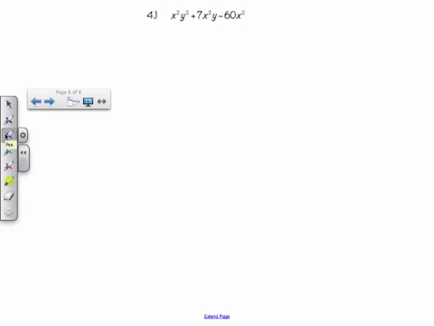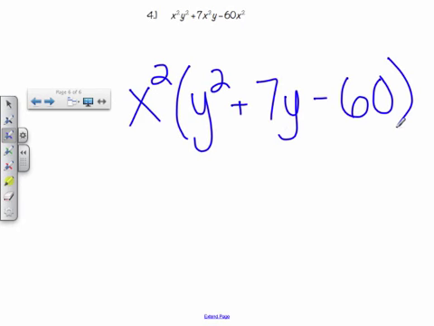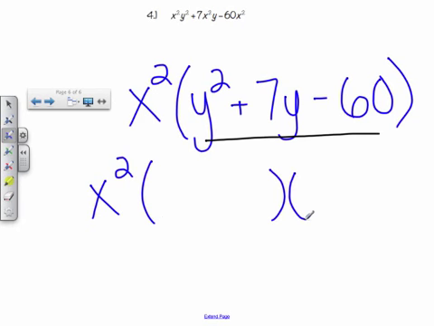There is a GCF. It is x squared, so I'm going to factor out an x squared. And when I factor that out, I get y squared plus 7y minus 60. Now, I'm going to see if what's inside of here is a difference of perfect squares. Because it's a trinomial, it is not. So I'm going to go into factoring trinomials. I'm going to bring my x squared down, and I'm going to set this up to factor my trinomial.